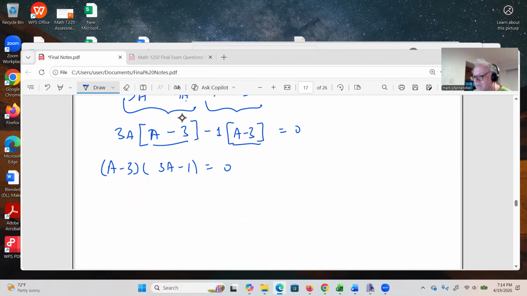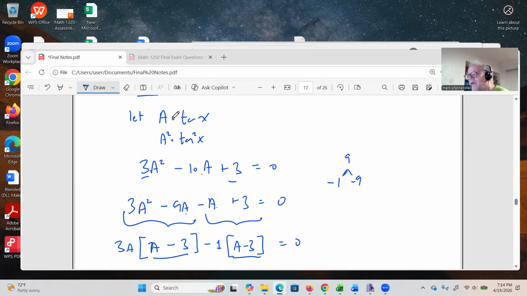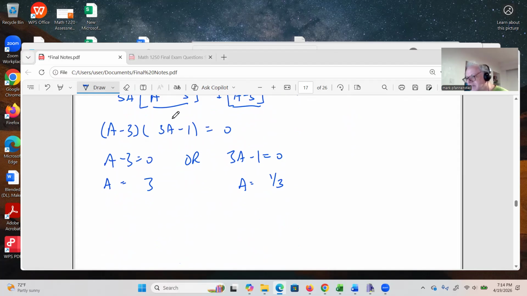So we can say, well, either a minus 3 equals 0 or 3a minus 1 equals 0. So a is equal to 3, and adding the 1 to both sides, a is equal to 1/3. And then we'll go back. What was a? Well, a is tangent. So we know that the tangent of x is equal to 3, and the tangent of x equals 1/3.